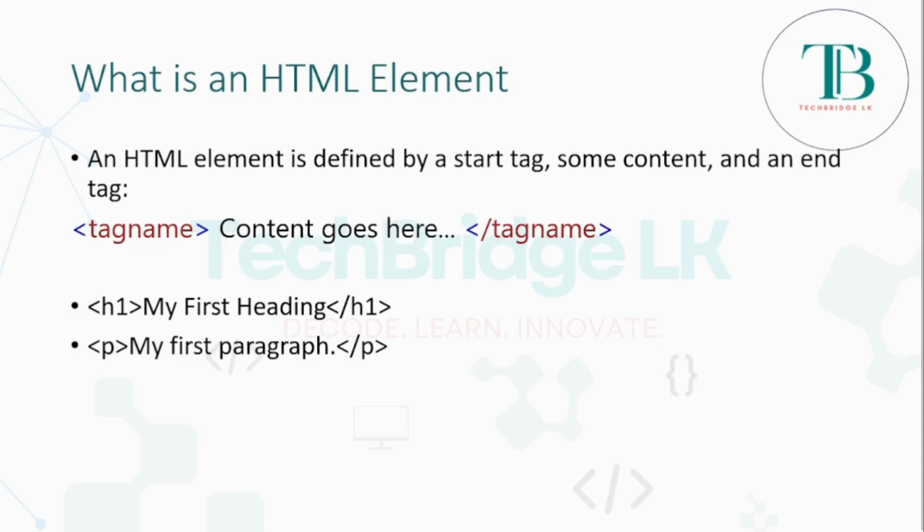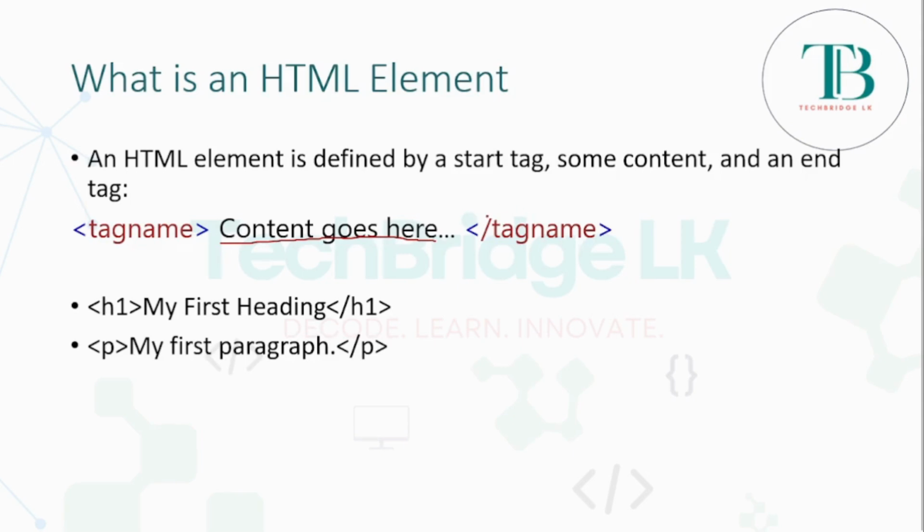An HTML element is defined by a starting tag and an ending tag, the start tag and the end tag. In between the start tag and end tag, you can see some content. For example, here we can see this is the tag. A tag uses angle brackets. In between the angle brackets, we use a keyword, which is called the tag name, and after that we can write the contents, whatever content we need to insert here.